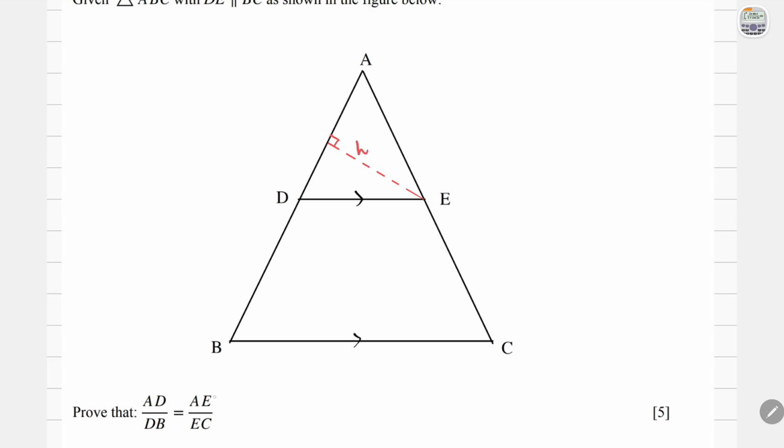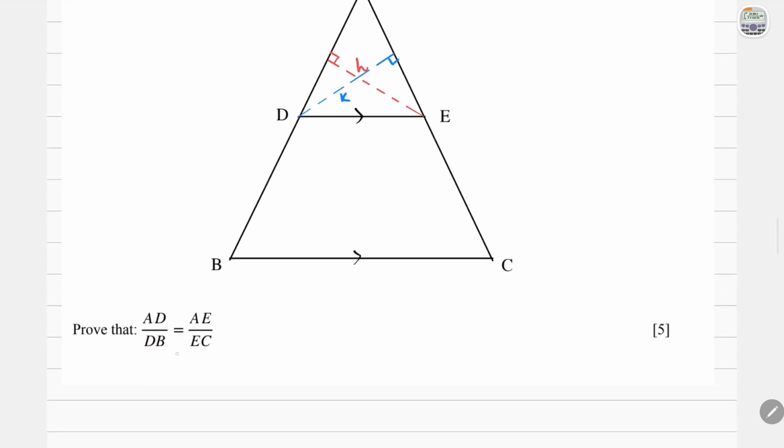Then to include AE, we're also going to use AE as a base of this triangle. The height can be drawn from D all the way to AE, also perpendicular to AE, and we'll call that height K. Now, so that DB and EC can also be included in this calculation, we're going to use them independently as bases.